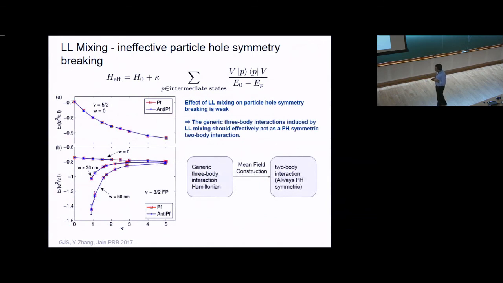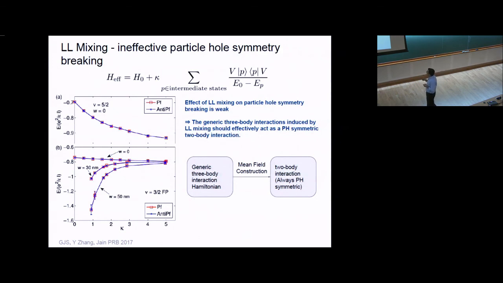Since the effect of Landau level mixing is the introduction of a three-body interaction, and it turns out to be weak, one can conjecture that the generic three-body interaction terms introduced by such scattering should effectively act as a particle-hole symmetric two-body interaction. Our own diffusion Monte Carlo calculation for this scattering shows that there is hardly any splitting between the energies of the Pfaffian and anti-Pfaffian state. The red dots show the energy of the Pfaffian state for various parameter values, and the blue dots show the energy of the anti-Pfaffian state, again for the corresponding parameter values.